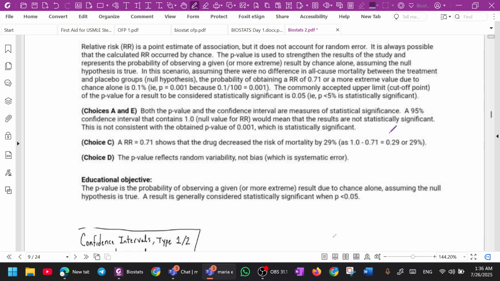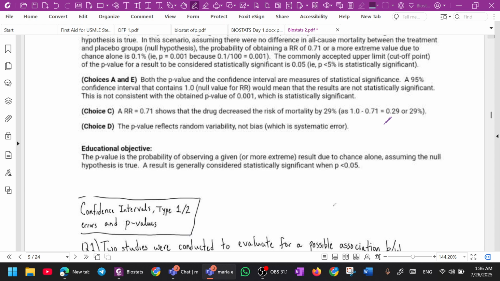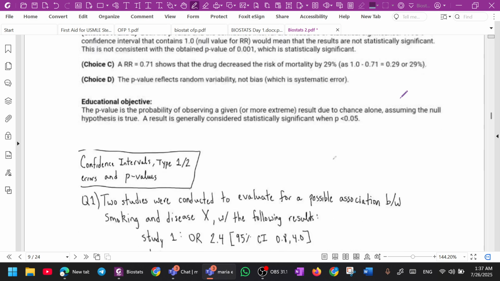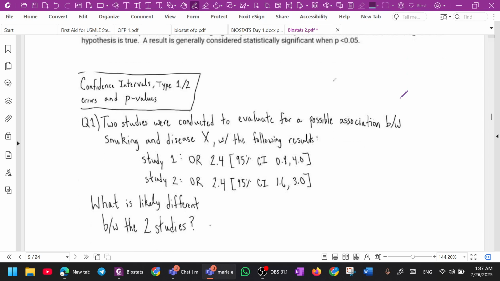Educational objective: the p-value is the probability of observing a given result due to chance alone, assuming the null hypothesis is true. A result is generally considered statistically significant when the p-value is less than 0.05. Remember that definition. That's why they're telling you what the definition of the p-value is. Which one were you confused at? Option C: a relative risk of 0.71 shows the drug decreased the risk of mortality by 29%, because 1 minus 0.71 is 29%. So now you know what that means. Remember that definition of the p-value. Okay, next.